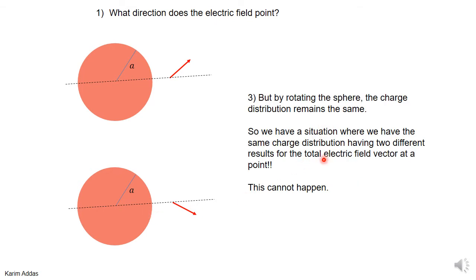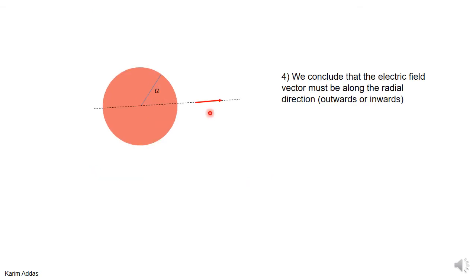So what we have here is a contradiction. You have two problems that have exactly the same charge distribution, but they have different electric field vectors at a point in space, and this cannot happen. So this means that you can never have a component of electric field other than the radial component. If the electric field only has a radial component, no matter how you rotate the problem, the electric field vector stays the same. So we can conclude that the electric field vector must be pointing along the radial direction, either outwards or inwards, depending on the charge of the sphere.